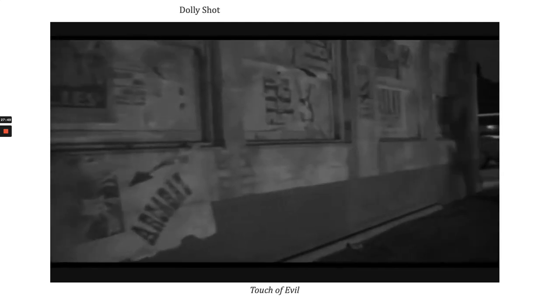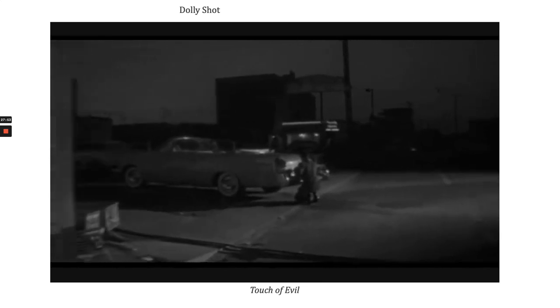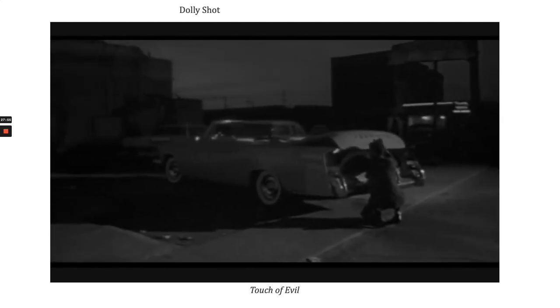Notice how the camera moves, right? So we can kind of sense that it's moving, kind of following along the action as though we're the character in there, we're following it too.